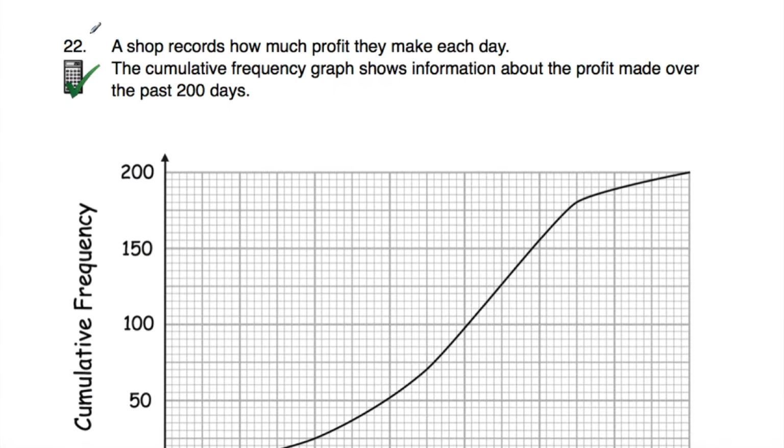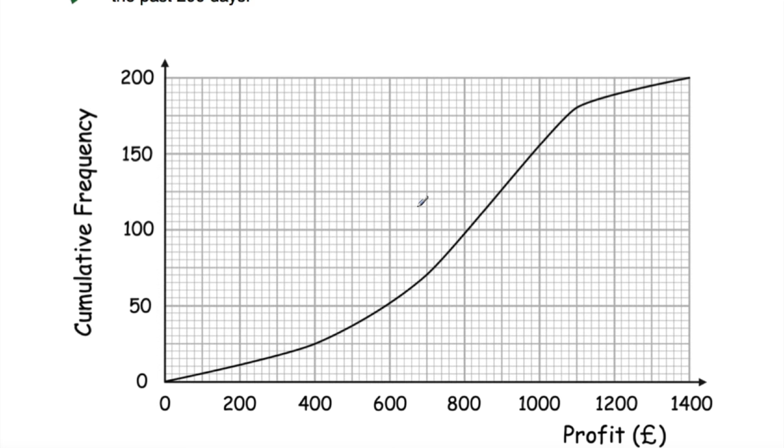Okay, let's have a look at our next question, question number 22. So question number 22 says, a shop records how much profit they make each day. And the cumulative frequency graph shows information about the profit made over the past 200 days. So this cumulative frequency diagram represents how much profit the shop makes in each of the last 200 days. And we've got from 0 to £1,400.